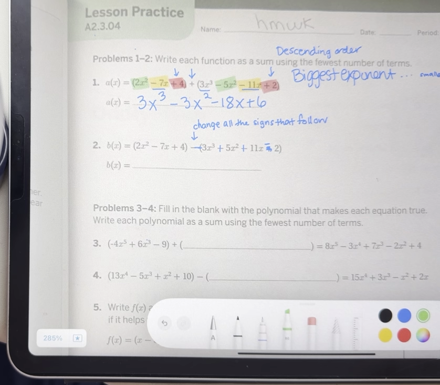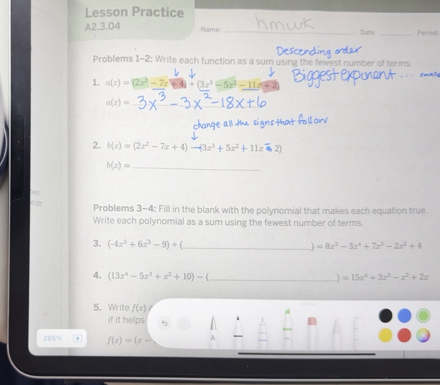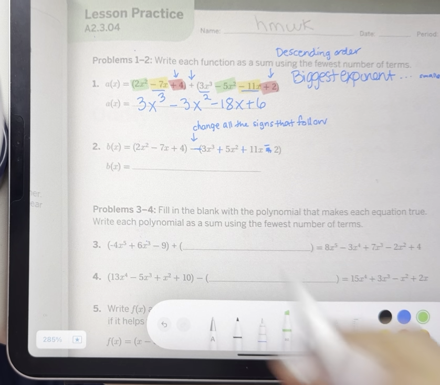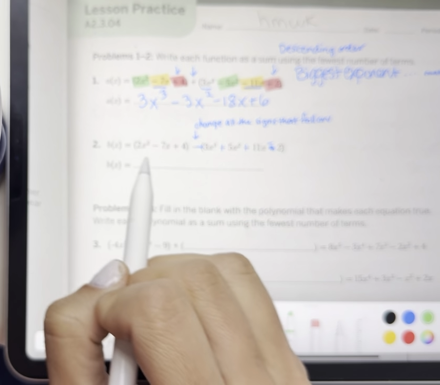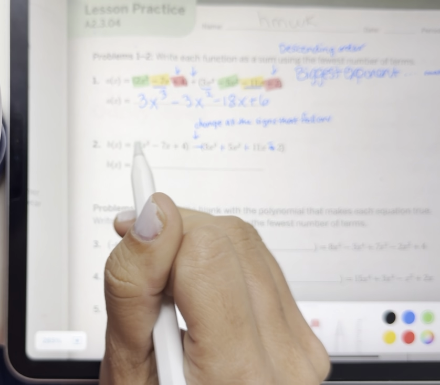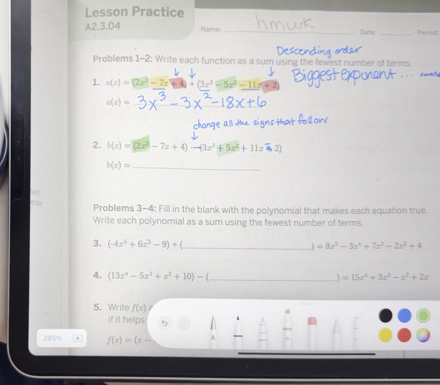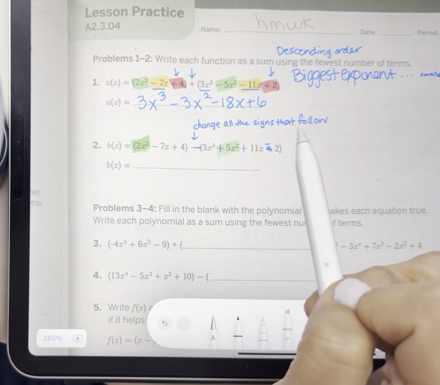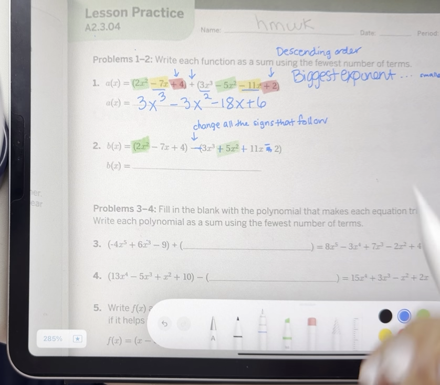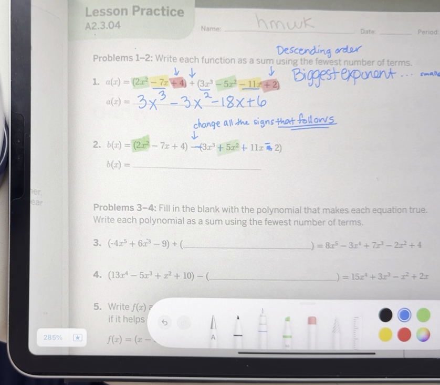What about, do we need to add the 7x and negative 4? Yes. So see, now we go back to doing exactly what we did for number 1. I can combine the 2x squared. Wait, but why don't you make 7 positive and 4 negative? No, the minus sign goes to everything that follows. Everything after it. Okay. Yep.